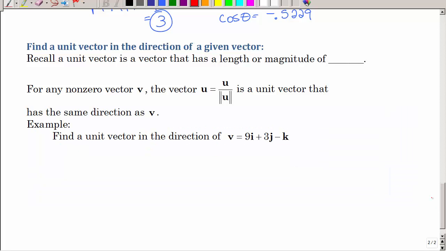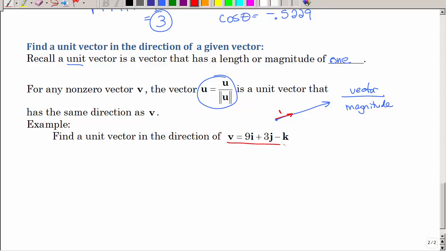And one of the last things we did in 2 space was to find a unit vector. Recall that a unit vector is a vector that has length or magnitude of 1. Unit is 1, just like on the unit circle in trigonometry, the radius is always 1. So we defined it in 2 space that for any non-zero vector, the unit vector is this. What does that mean? You're just taking the given vector divided by its magnitude. We're just taking some vector and dividing it, keeping the same direction, so we have that length of 1.